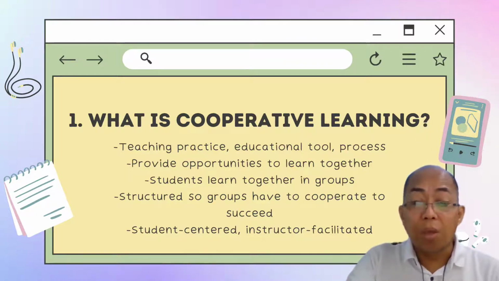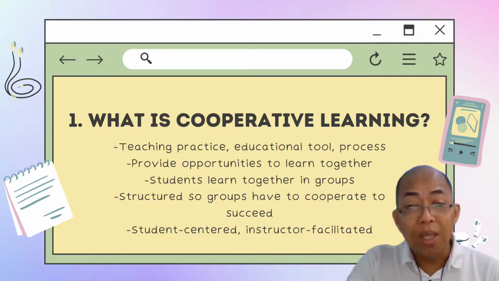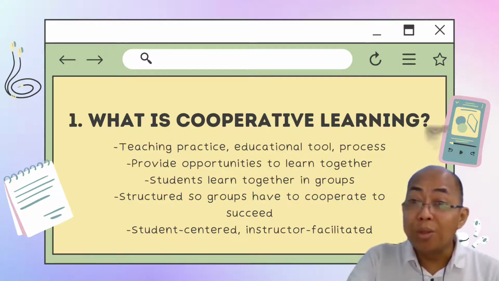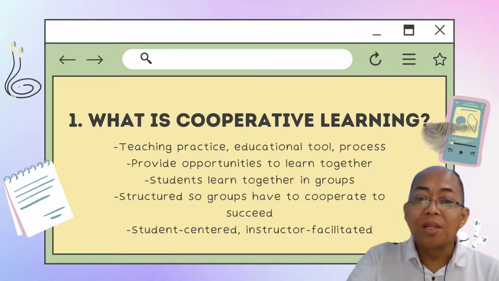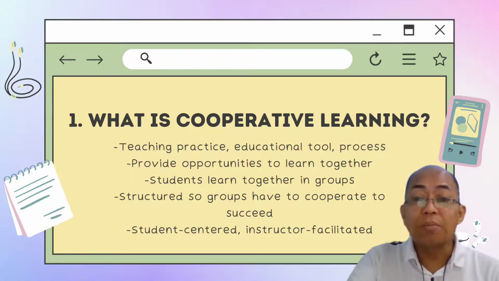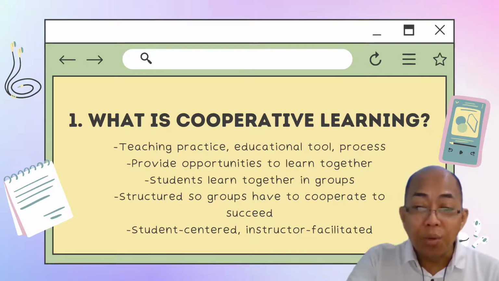Okay, I hope you still remember John Dewey and his learning by doing theory. So the idea of cooperative learning is we are providing our students an opportunity to learn by themselves. Just like the theory of John Dewey, learning by doing. So students learn by doing the activity, learn by themselves.